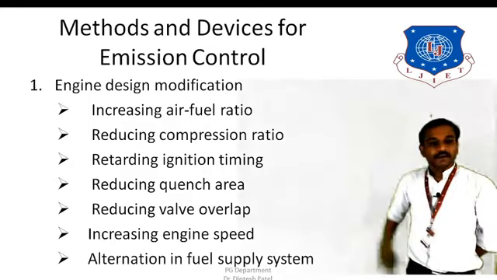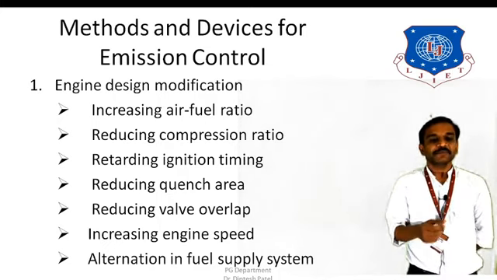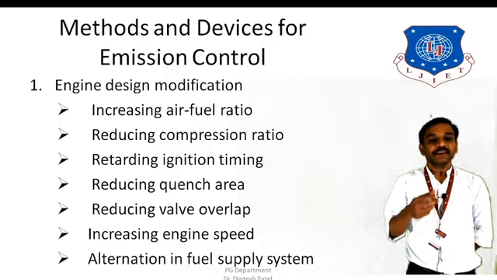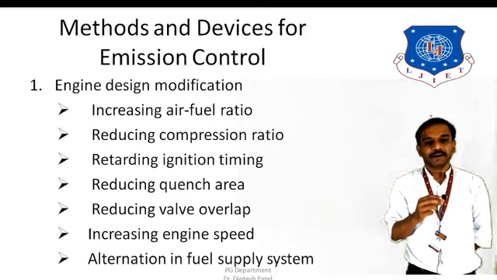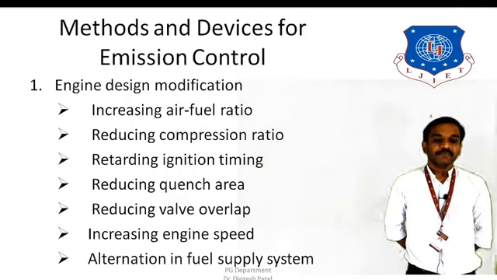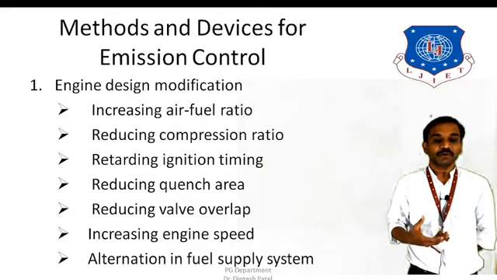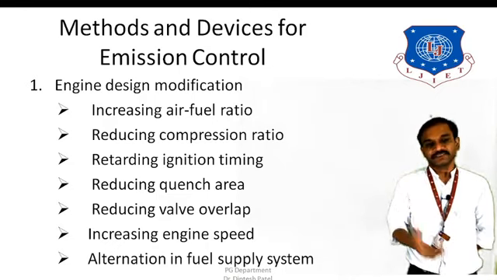The next one is by reducing the valve overlap. For a certain period of time, both the inlet and exhaust valves remain open for the scavenging effect. If we can reduce the overall overlap period between the inlet and exhaust valves, then we can reduce the emissions as well. Then, by increasing the engine speed, the overall turbulence will also increase, and that would provide a good air and fuel mixture, and in that case we can reduce the emissions of HC.